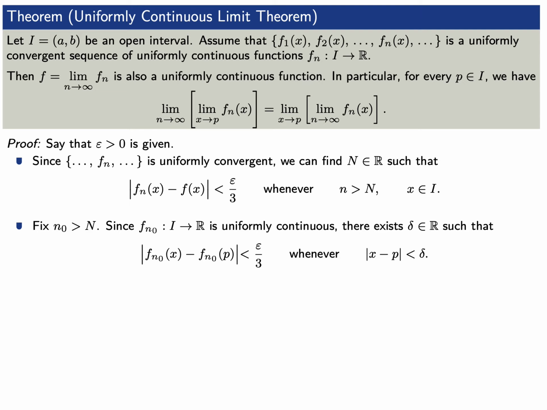You'll notice here the difference in this part of the proof versus the previous part is that our delta is independent of the point p.